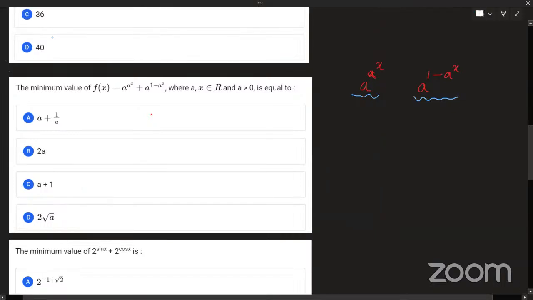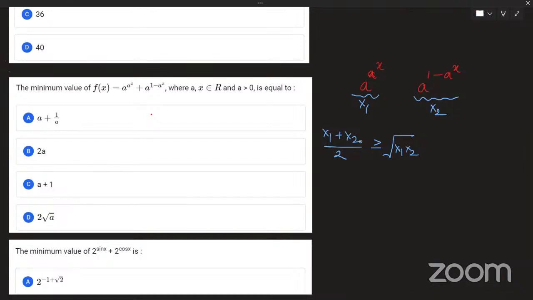x1 plus x2 divided by 2 is greater than or equal to the square root of x1 into x2, right? Can you help me evaluate the square root of x1 into x2?